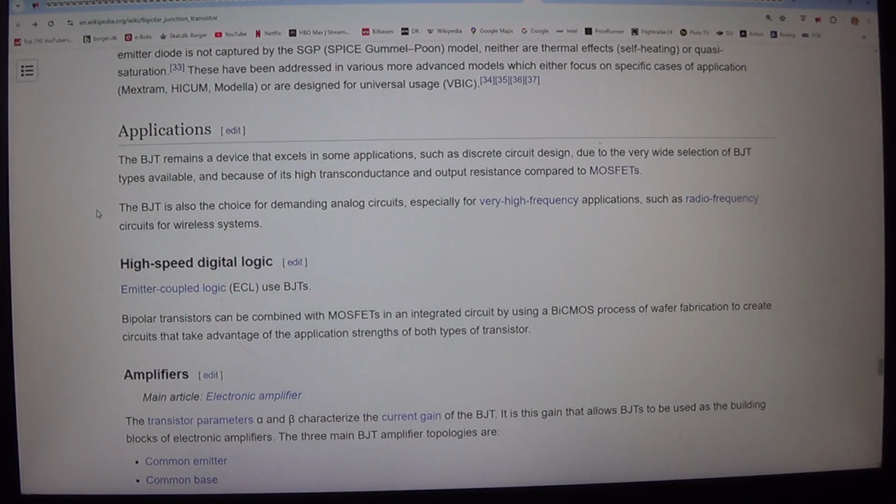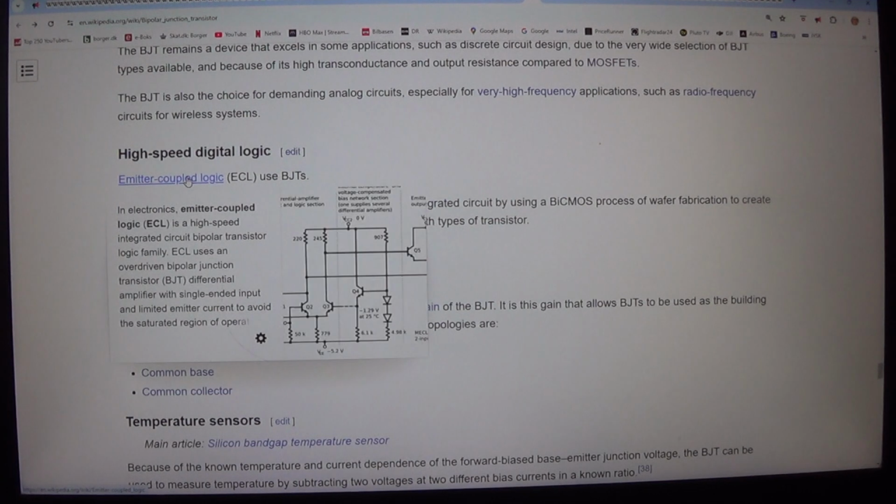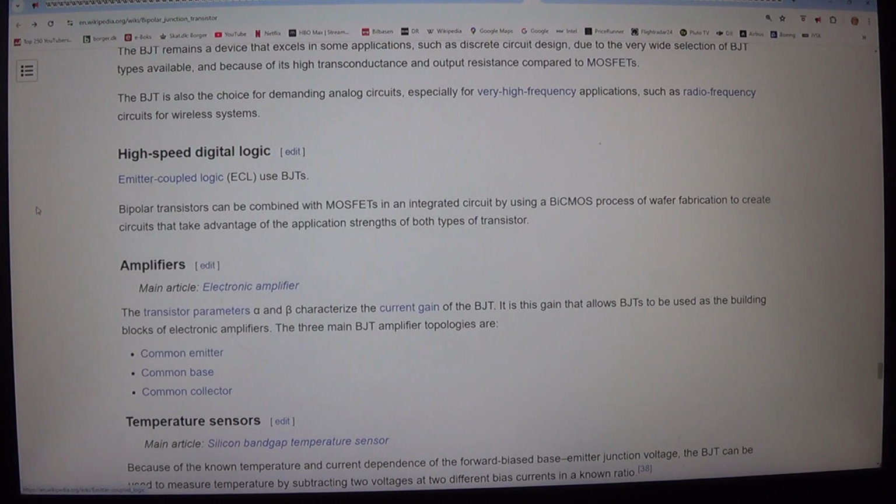Applications, edit. The BJT remains a device that excels in some applications, such as discrete circuit design, due to the very wide selection of BJT types available, and because of its high transconductance and output resistance compared to MOSFETs. The BJT is also the choice for demanding analog circuits, especially for very high-frequency applications, such as radio frequency circuits for wireless systems. High-speed digital logic, edit. Emitter-coupled logic, ECL, uses BJTs. Bipolar transistors can be combined with MOSFETs in an integrated circuit by using a BiCMOS process of wafer fabrication to create circuits that take advantage of the application strengths of both types of transistor.